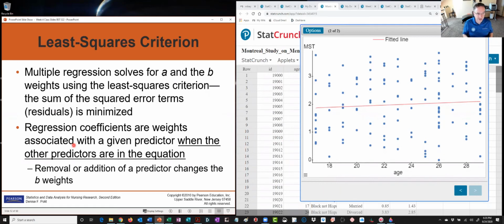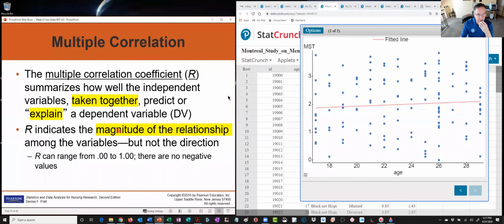And this is all done by computer. So we can't even imagine starting to do this by hand, where we add up and try to find the averages and the means and the least squares, right? And the residuals. It's all done by computer. These coefficients are computed with the other predictors in the equation; we can remove or add them and it changes those contributions. So it's a little more complicated analysis. When it calculates that correlation coefficient, the R value, it's going to take in all of those independent variables. They're taken together to determine the magnitude of the relationship.